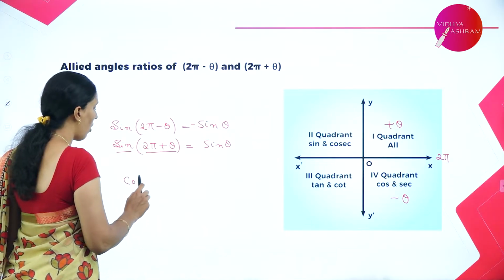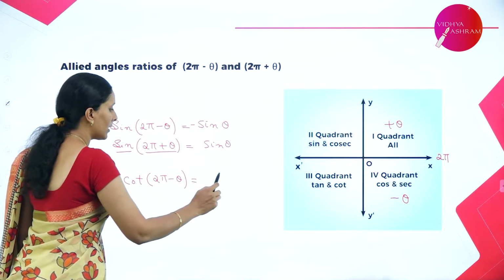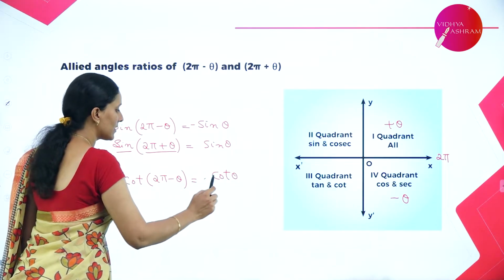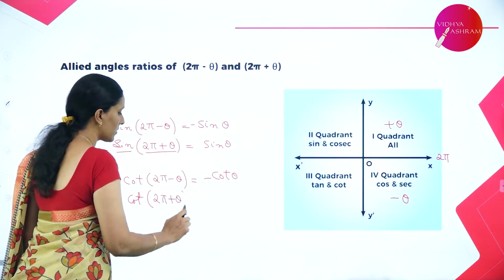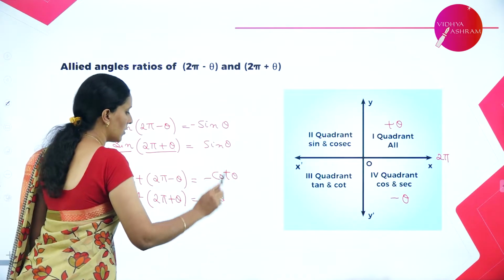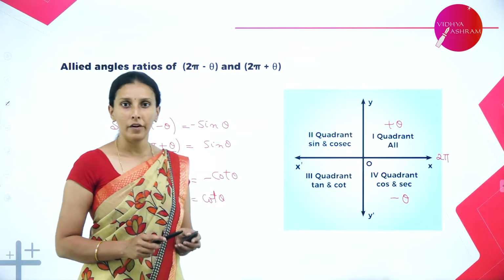Now suppose I take cot of 2 pi minus theta, it comes in the fourth quadrant, but cot is negative. When I write cot of 2 pi plus theta, it is cot theta. So therefore, this is how we will see the allied angle ratios.